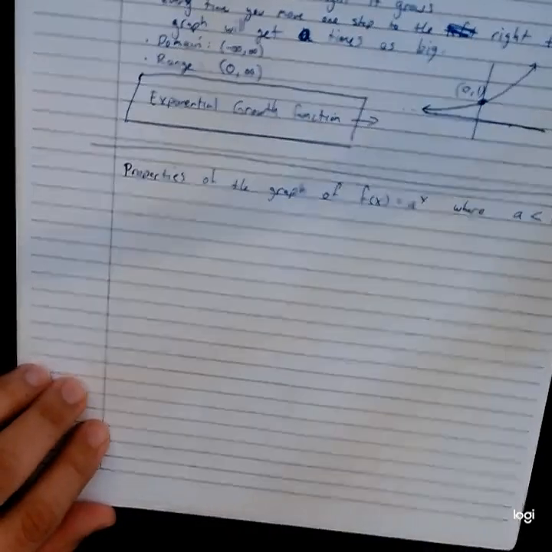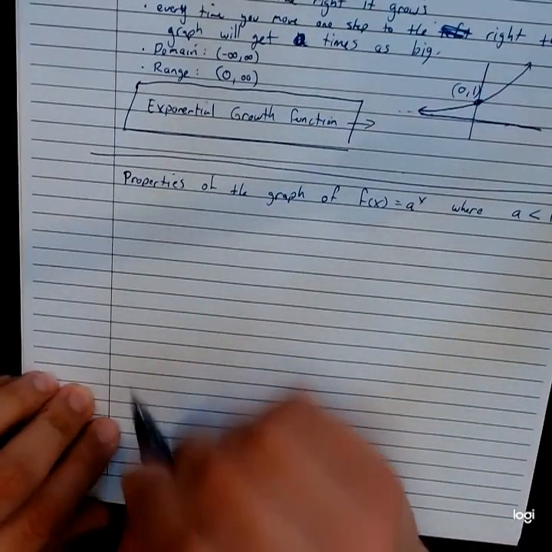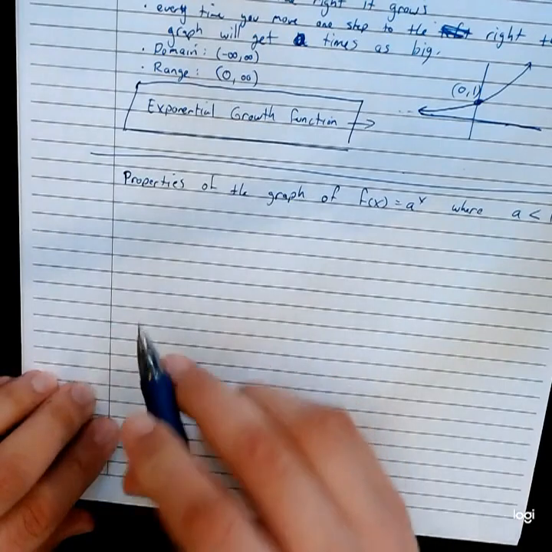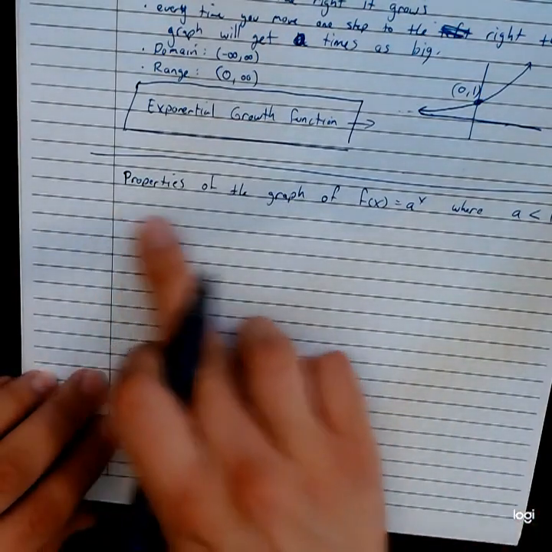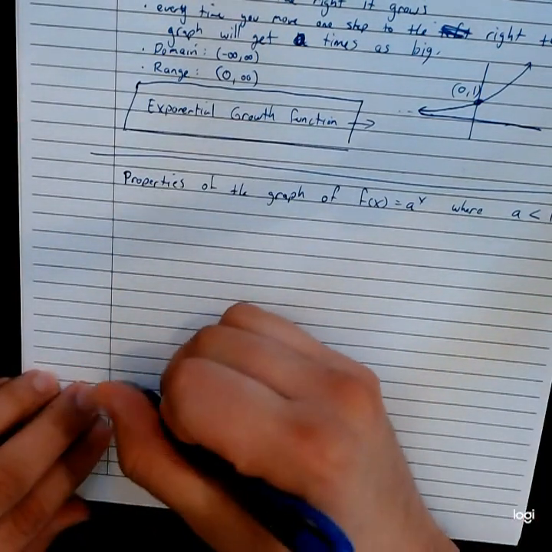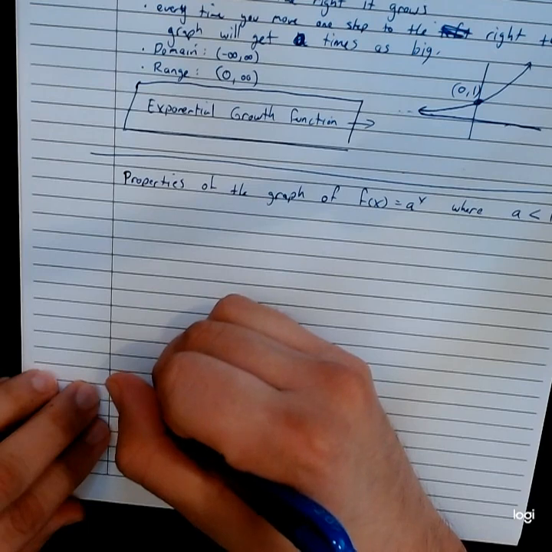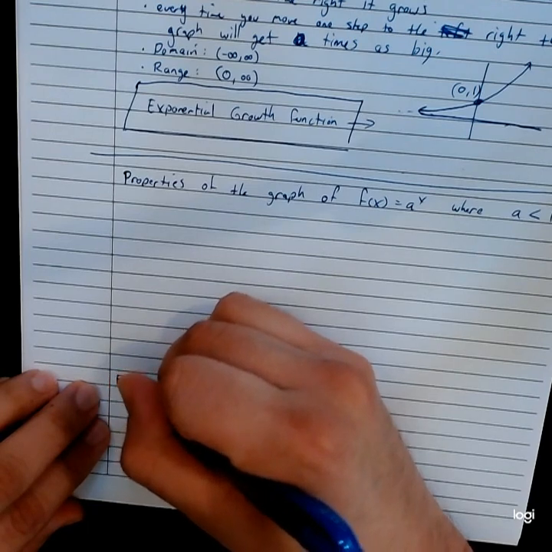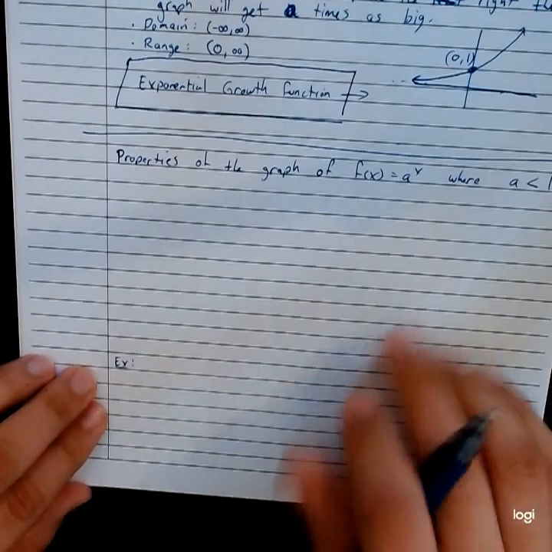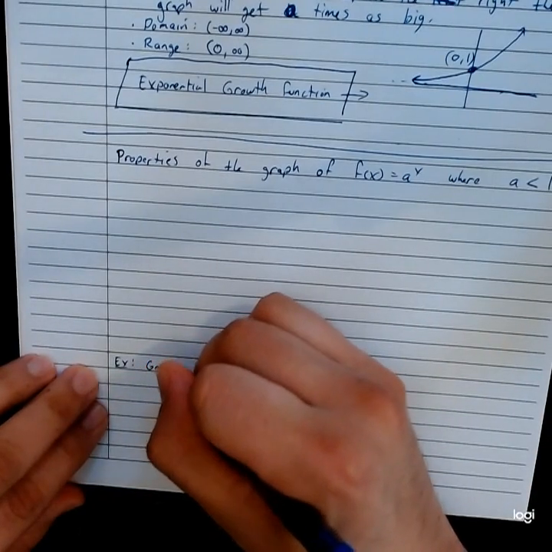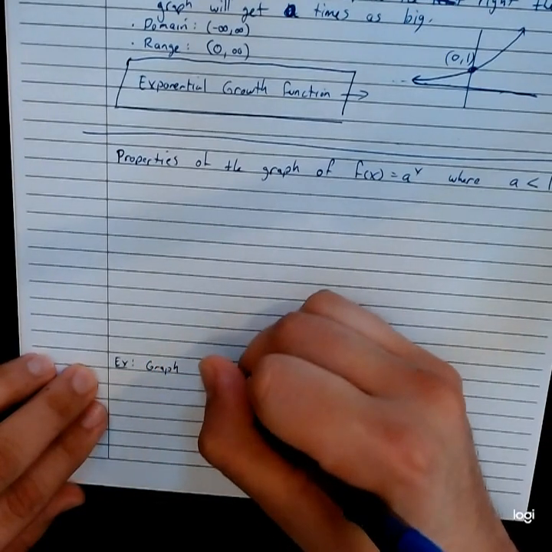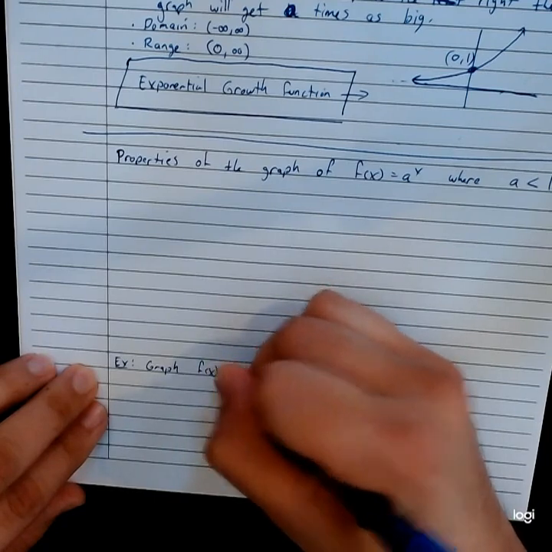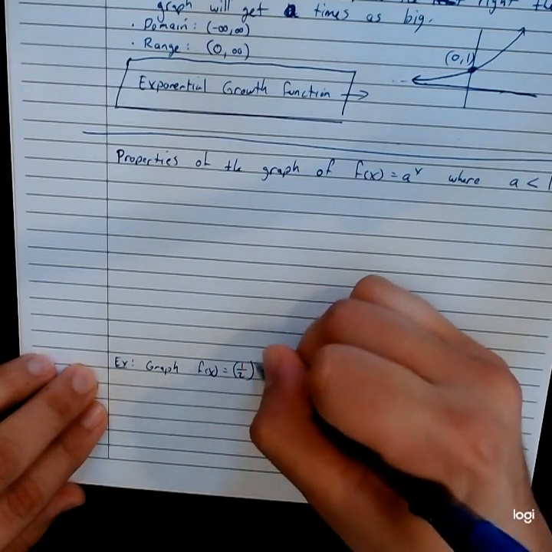Let's take an example. Let's go ahead and sketch the graph, and I'll do this down here so that we can write up the properties up here together. I'm only going to do one. Let's graph f of x equals 1/2 to the power x.